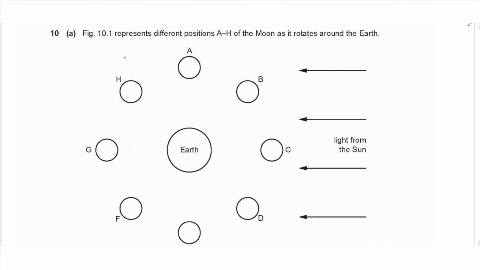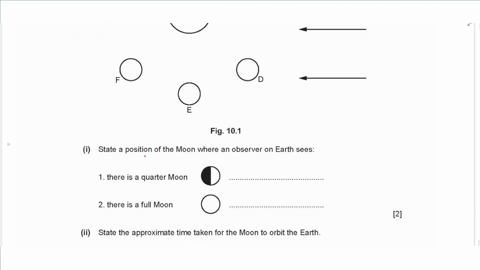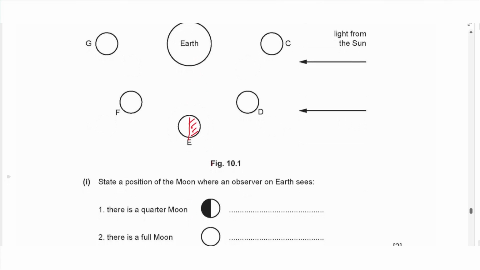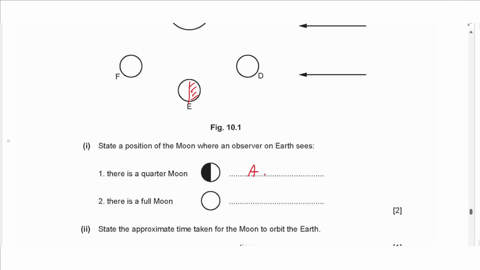Question 10a says figure 10.1 represents different positions A to H of the moon as it rotates around the Earth. State a position of the moon where an observer on Earth sees 1. There is a quarter moon. 2. There is a full moon. So a quarter moon from Earth, we need to see half the moon is illuminated. So the light is here and the other side is dark. So it's either A or E, or we can just say A and E.